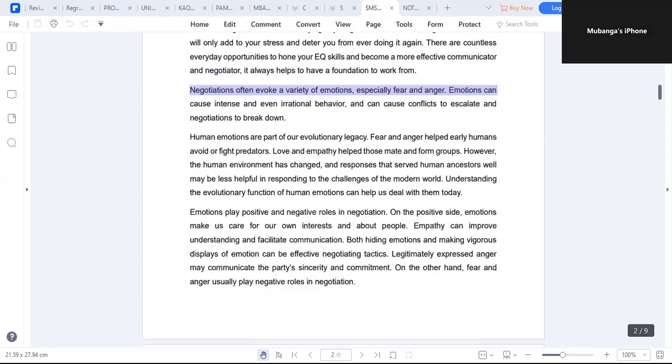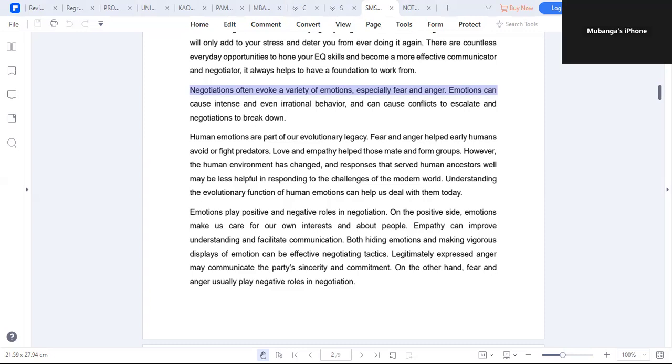Human emotions are part of our evolutionary legacy. Fear and anger helped early humans avoid or fight predators. Love and empathy help them mate and form groups. However, human behavior has changed. Responses that served our ancestors may be less helpful in responding to challenges of the modern world. Understanding the evolutionary function of human emotions can help us deal with them today.